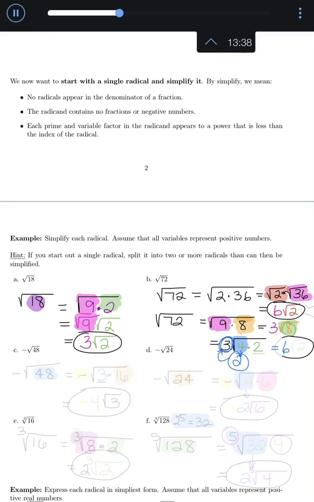I am still stuck with this 2. It has not gotten touched, and it is still inside of the square root, which still gets me the same answer I got before, 6 square roots of 2. Same answer.